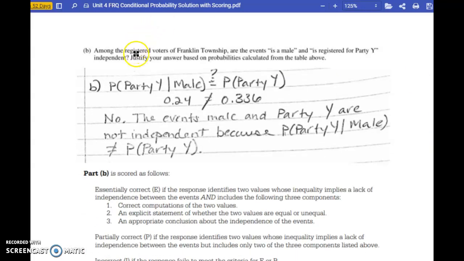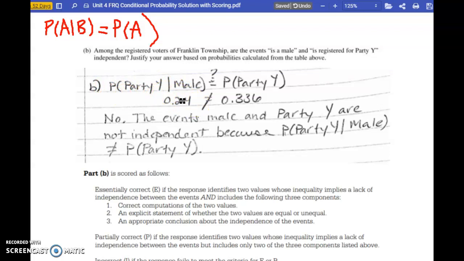Part B, among the registered voters of Franklin Township are the events male and is registered for party Y independent. So from way back when, to show independence, you would just show the conditional. I think this is on the formula sheet. Probability of A given B has to equal the same as the probability of A. So regardless if B occurs or not, those probabilities had to be the same. Well, we already calculated a conditional in part A. We calculated the probability of party Y given male, and we got 0.24.